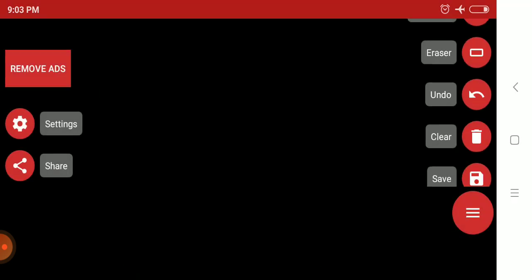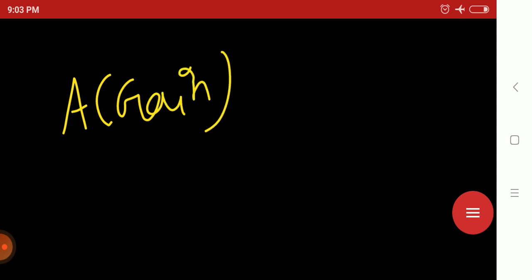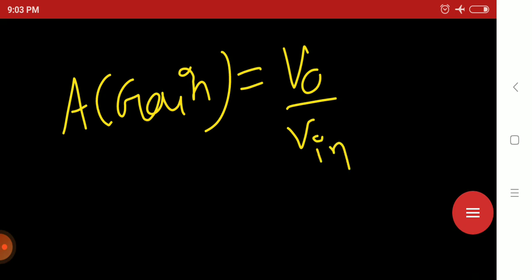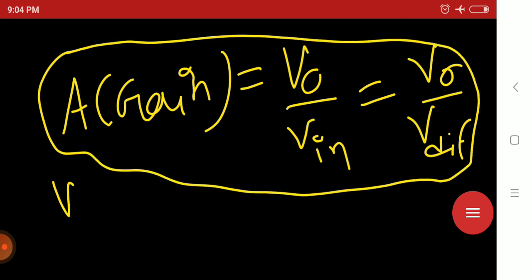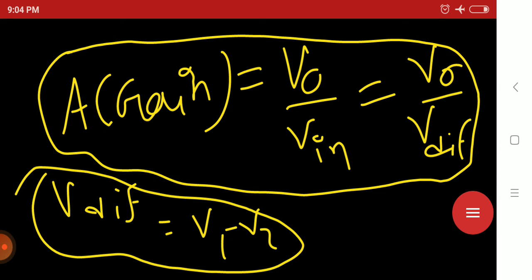What is the gain formula of an op amp? Gain equals output voltage V0 divided by input voltage Vin. Vin means the difference voltage, so gain is output voltage by input voltage, or V difference. What is V difference? Actually V1 minus V2. You have seen that portion, the non-inverting input voltage and the inverting input voltage.